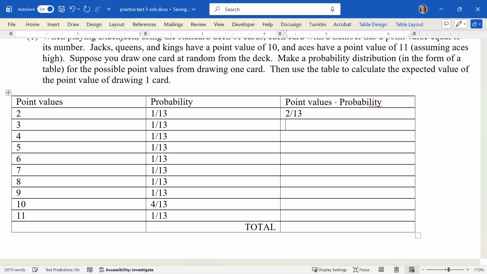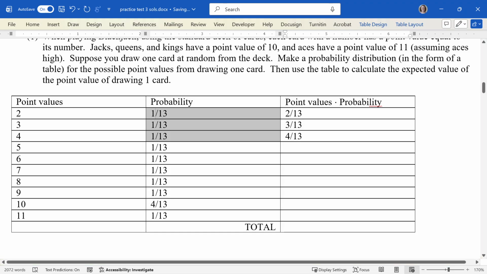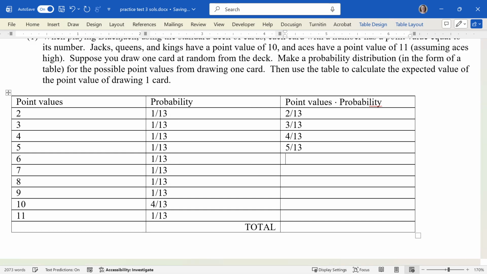Okay, here it's going to be 3 times 1 over 13, 4 times 1 over 13. Well, goodness, these are all turning out to be... I'm multiplying them all by 1, right? So these are very predictably just the number over 13. Okay, the next one here should be different. So 10 times 4 is going to be 40. All right, and then this one is 11 over 13.